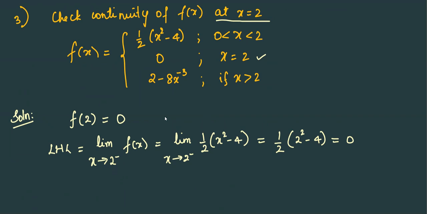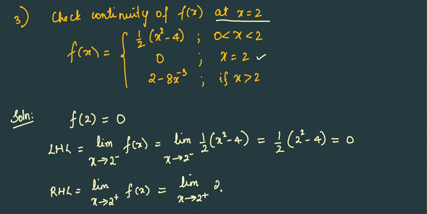Okay, now let us consider this one. Right hand limit. Limit x tends to 2 plus f of x. So when x is slightly greater than 2, x is tending to 2 from the values greater than 2. So what will be the function?